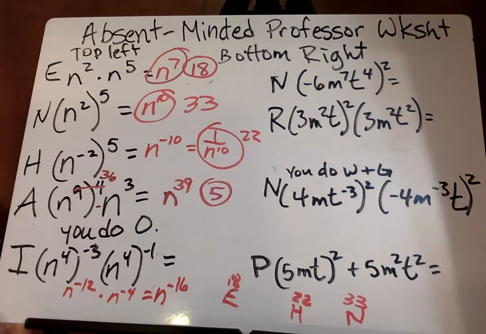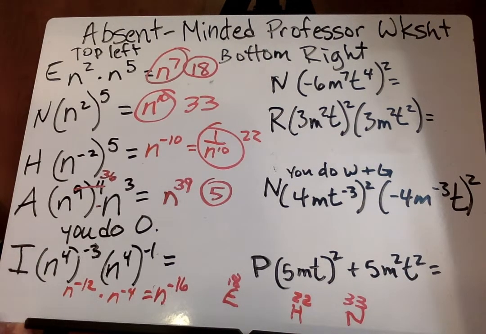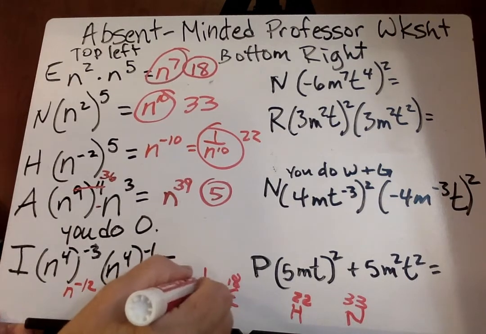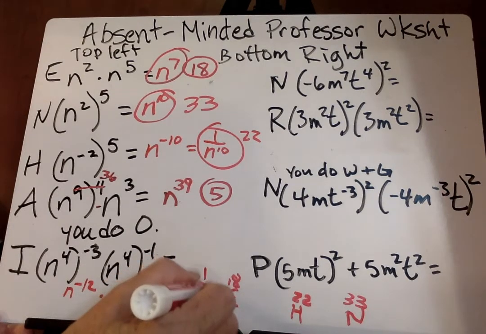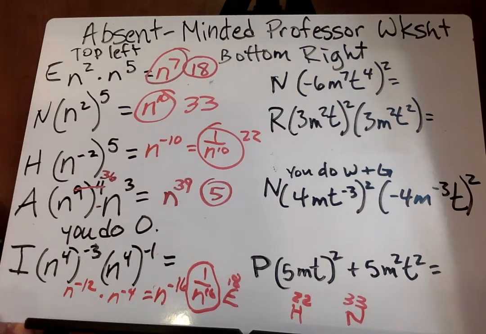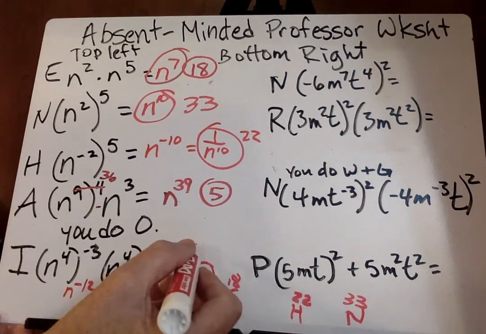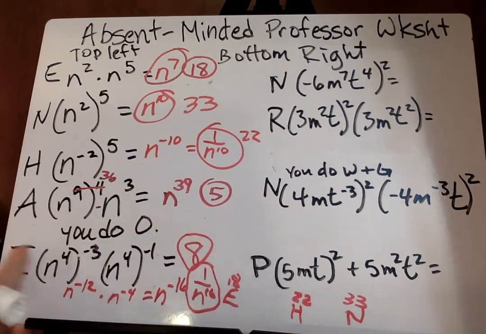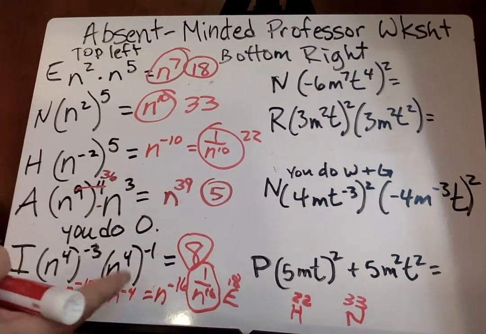And again, we can't keep negative exponents, so we have to shove it in the basement. So it's 1 over n to the 16th. Okay, and if I look over to my right-hand side, 1 over n to the 16th is 8. So we know 8 down at the bottom is going to be I.